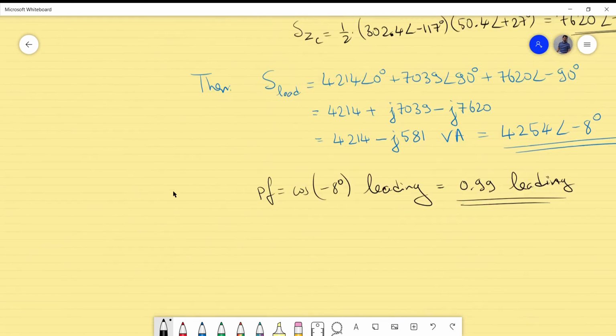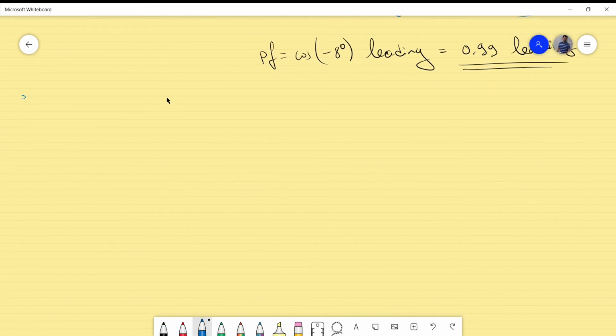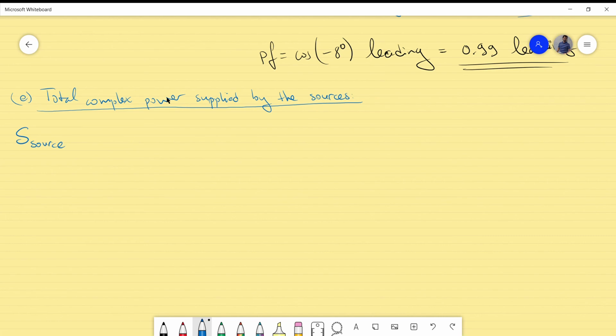So I will have also the last one, which will be the total complex power supplied by the sources. That's the last one. So we will call this S source, which will be S due to VA plus S due to VB plus S due to VC.